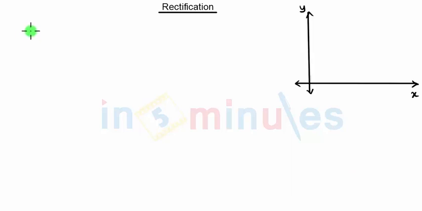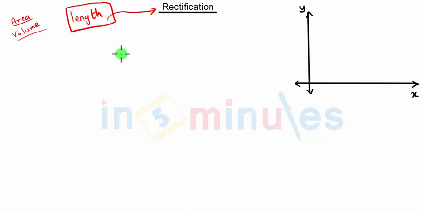In this video, we are going to see what is rectification. Till now we have seen the application of double integration to find the area. We have seen the application of triple integration to find the volume. So we have found out the area, we have found out the volume. What is remaining? Length of the curve. When we use integration to find the length of the curve, it is called rectification. So this is the basic definition of rectification.